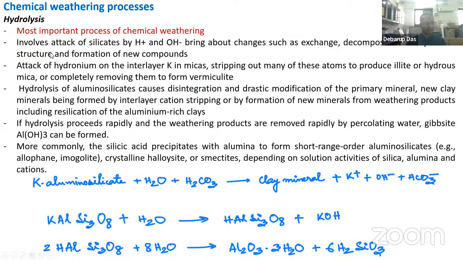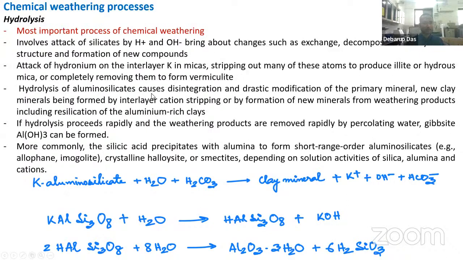And hydrolysis occurs. Hydrolysis is the most important chemical weathering process. Please remember, hydrolysis is the most important chemical weathering process. In hydrolysis, as you can see here, this potassium aluminum silicate, potassium feldspar, is being hydrolyzed to form these things, with excess OH minus. It involves attack of silicates by H plus and OH minus, bringing about changes such as exchange, decomposition of crystalline structure, and formation of new compounds. Attack of hydronium ion on the interlayer potassium in mica strips out many of these atoms to produce hydrous mica or completely removes them to form vermiculite.